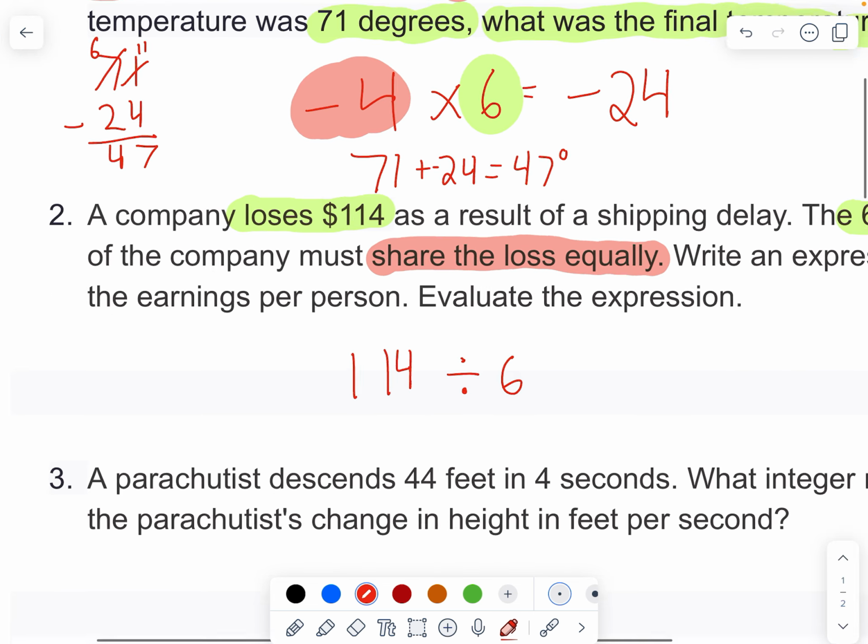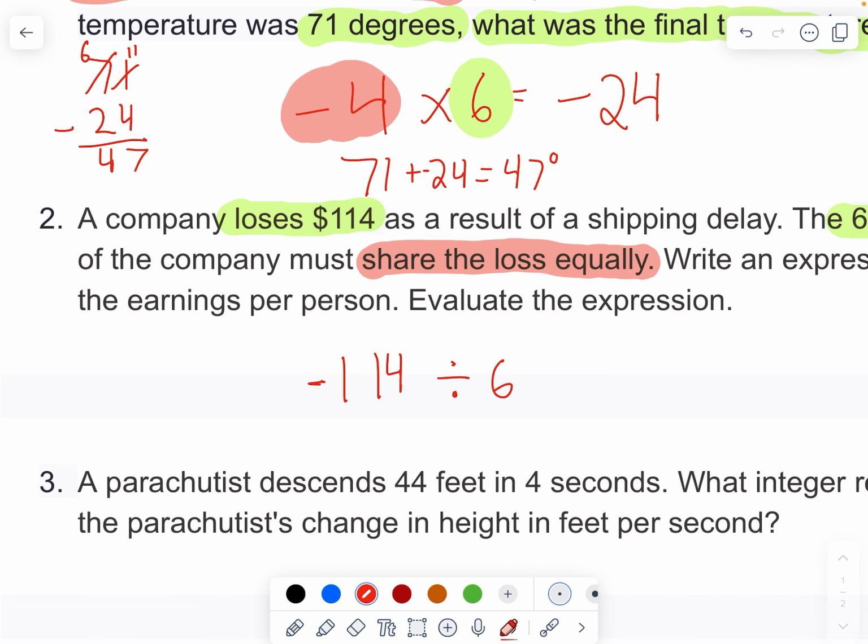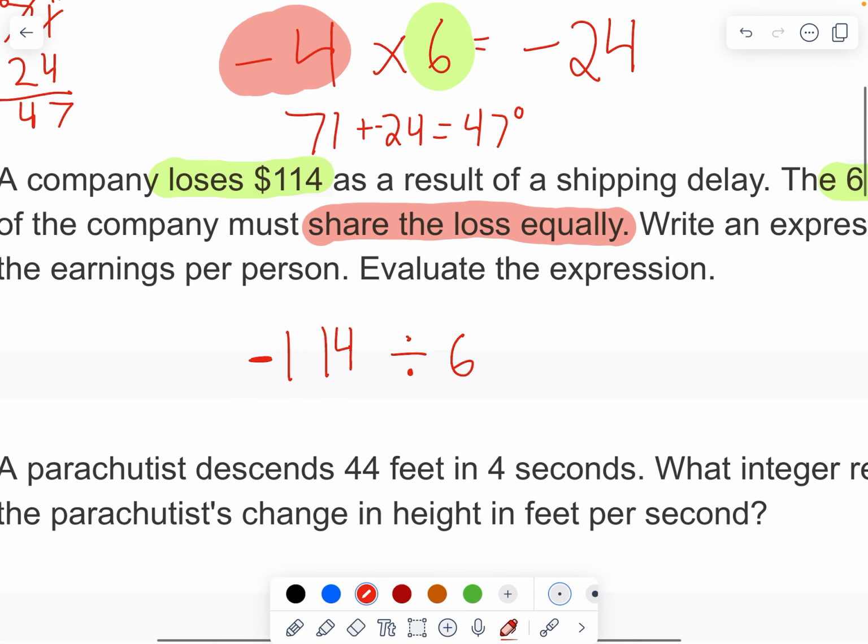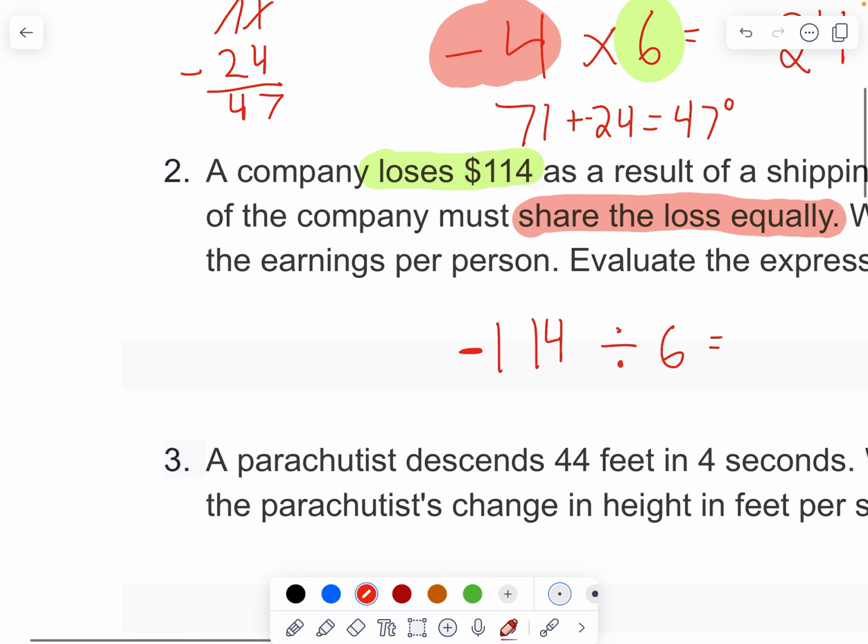Now it's key to note that they're losing 114, which means we have a negative 114 here because we're going down by 114. And if you go ahead and do this long division, got 114 here and 6. 6 cannot fit into 1, but it does fit into 11 once. So we do 1 times 6, which is 6. Subtract, that's 5. Drop the 4 down. 6 fits into 54 9 times, and 9 times 6 is 54.